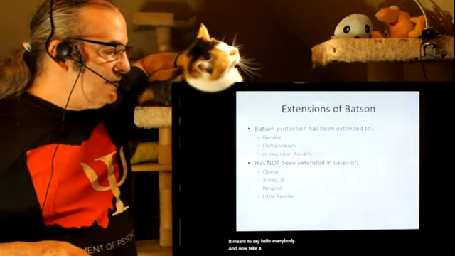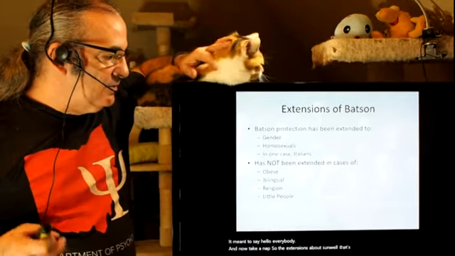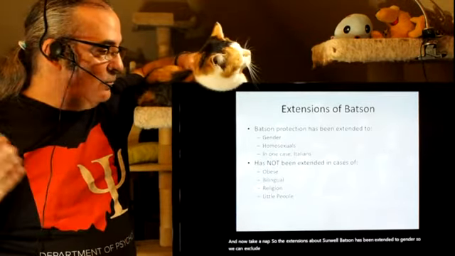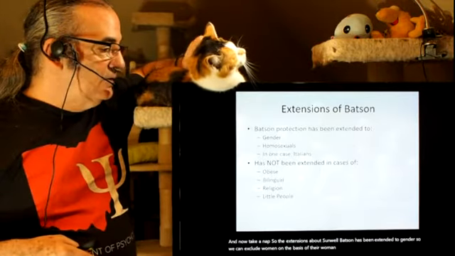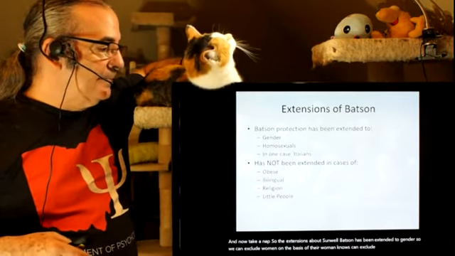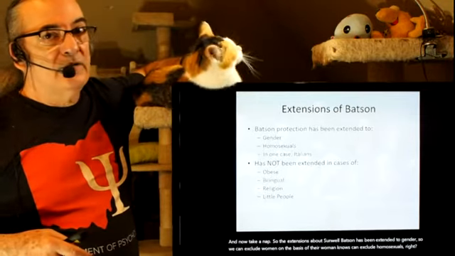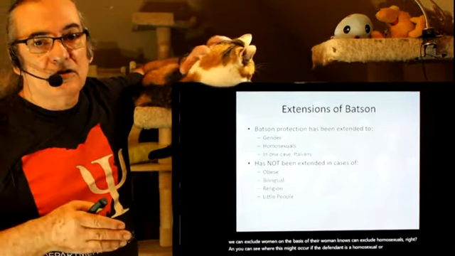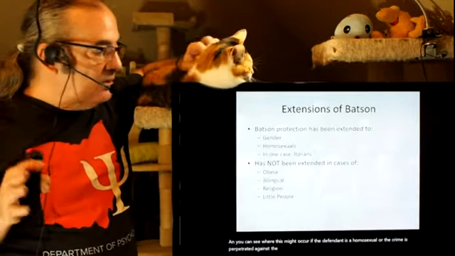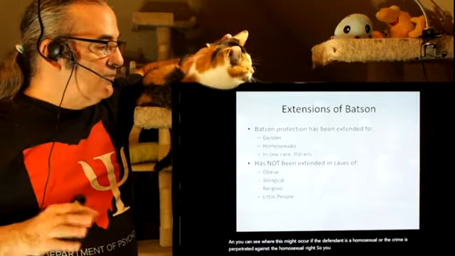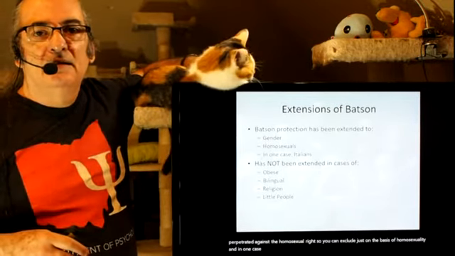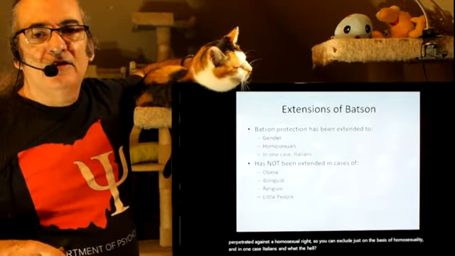So the extensions of Batson: Batson has been extended to gender, so you can't exclude women on the basis of their womanness. You can't exclude homosexuals, and you can see where this might occur if the defendant is a homosexual or the crime was perpetrated against a homosexual. So you can't exclude just on the basis of homosexuality. And in one case, Italians. What do Italian Americans have to do with any of this?